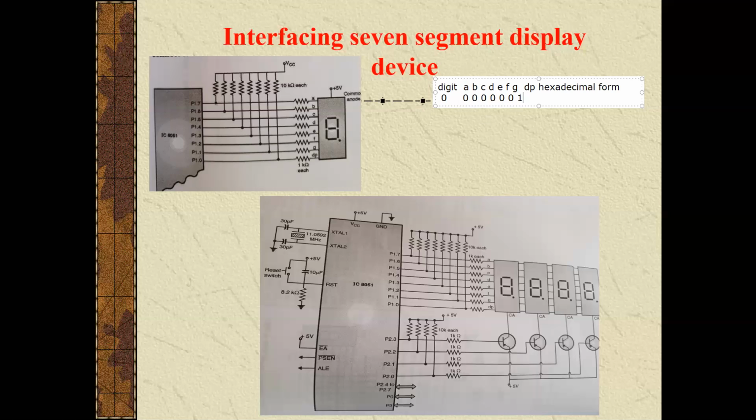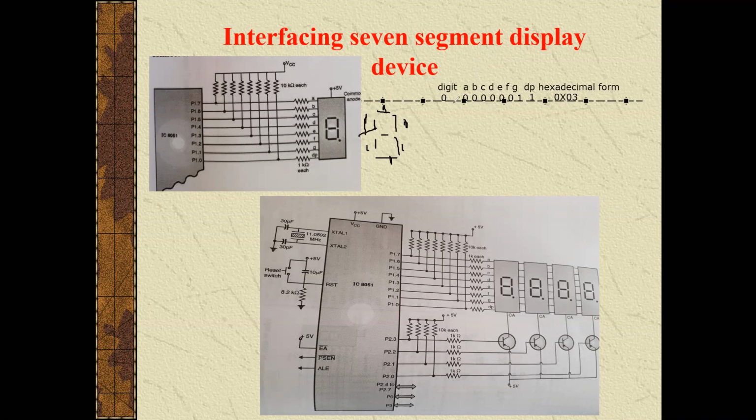If we give this signal to our 7-segment display, this is the hex data we have to give. This is the hex data we have to provide to the 7-segment display to display the digit 0. So what will happen here? See here, this is a 7-segment display organized like this. This is A, B, C, D, E, F.